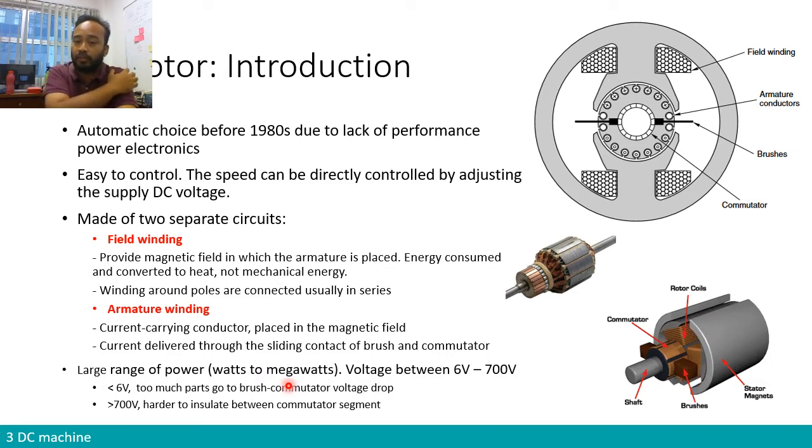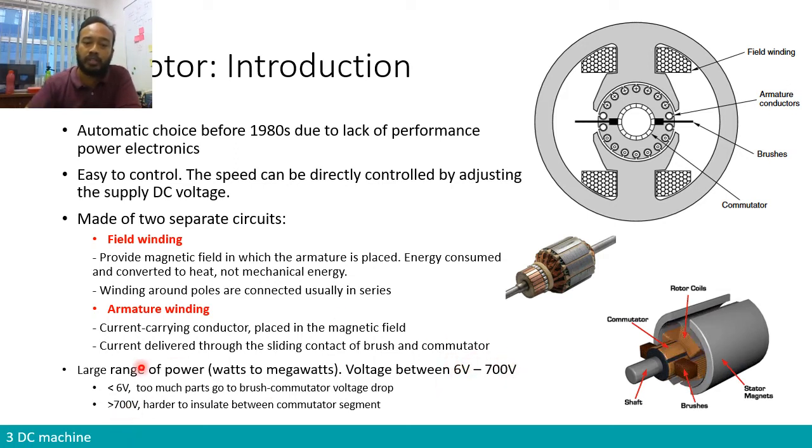So in terms of voltage, because it is a voltage-controlled machine, we are delivering voltage to the armature. So when we talk about the voltage, usually it is the voltage of the armature, not the voltage of the field winding, because the voltage of the field winding is usually fixed just to produce the magnetic field inside. So the armature voltage can range from a very small 6 volts to 700 volts. So it's a very high voltage. So why do we have this range?